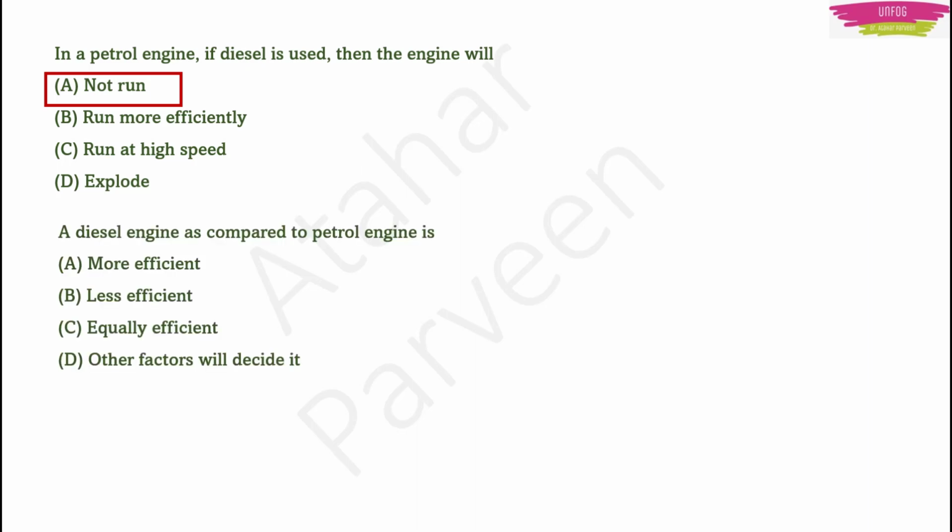Next question, a diesel engine as compared to petrol engine is: more efficient, less efficient, equally efficient, or other factors will decide it. No. Diesel engine is highly efficient when compared to petrol engine. So option A will be the right answer.